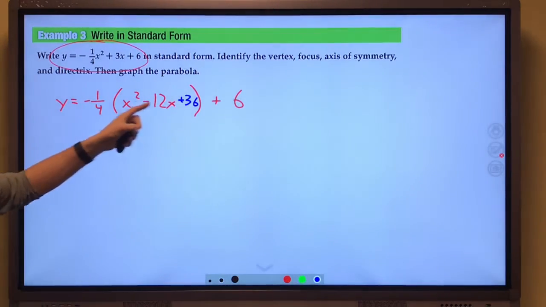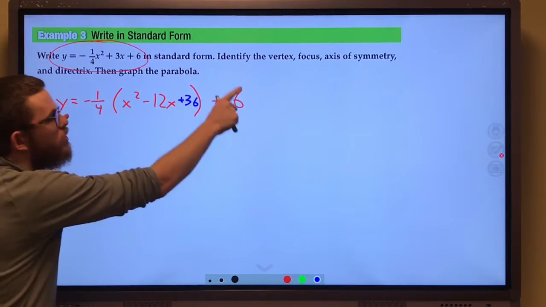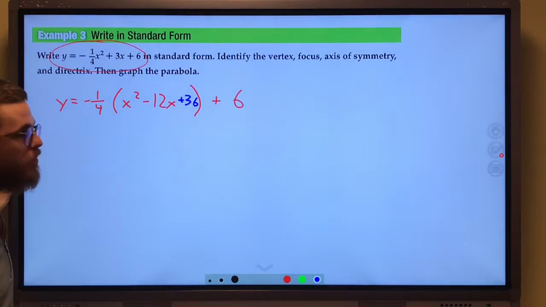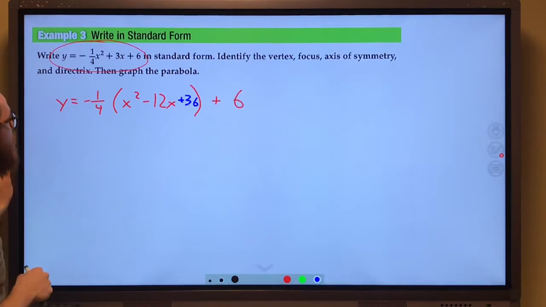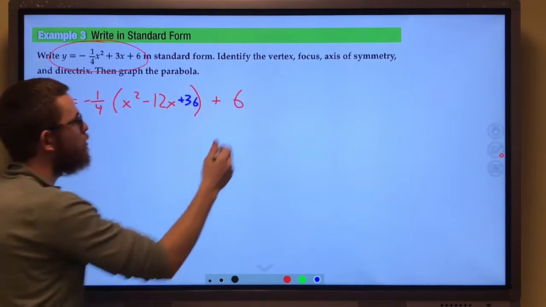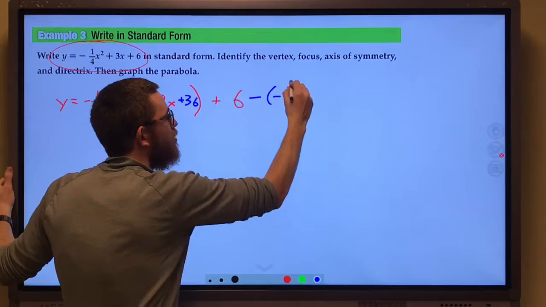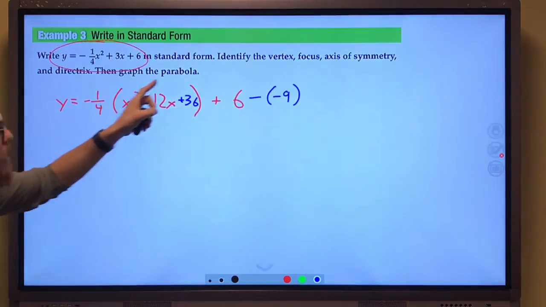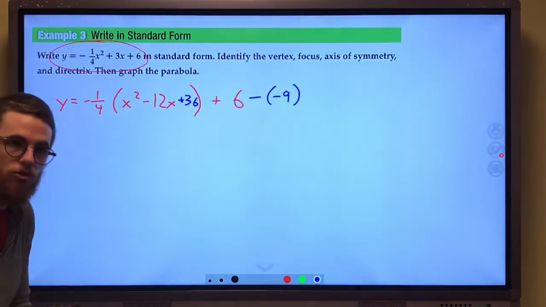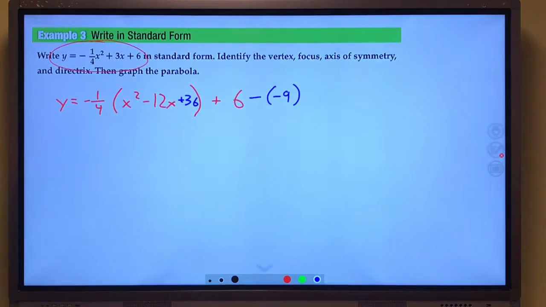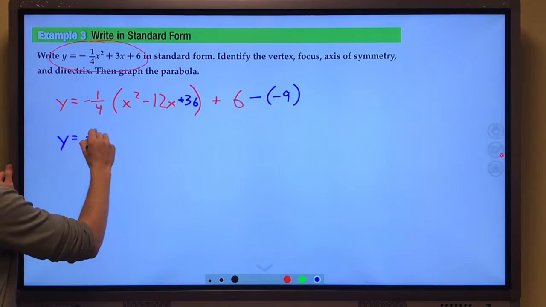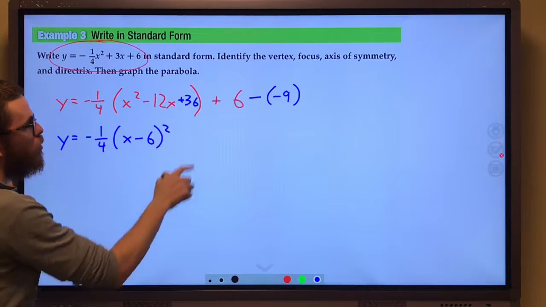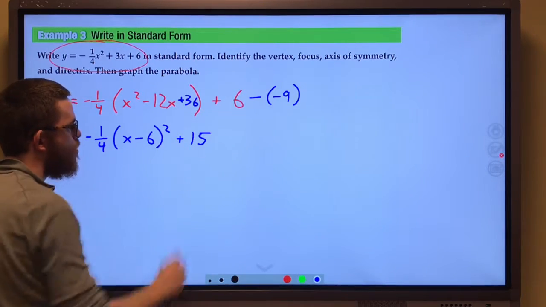But then we take that value, we multiply it times the a value, and we subtract that from the outside. We add it on the inside, but we subtract it from the outside. 36 times negative 1/4 is a negative 9, so we subtract a negative 9. You add whatever you get on the inside, you multiply it by the a value, and you subtract that from the outside. So we're subtracting a negative 9. What we have in the parentheses is a perfect square. What we have on the outside is now 15.